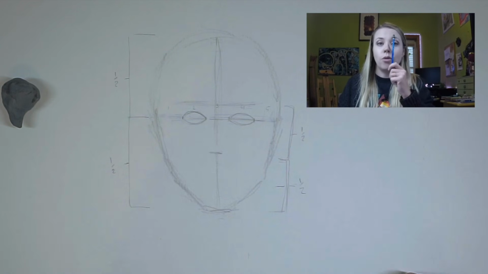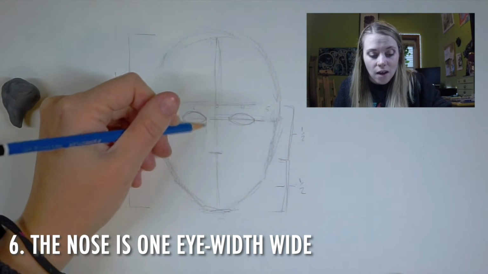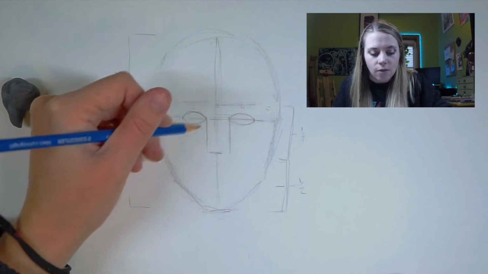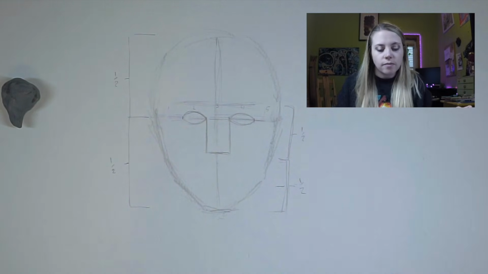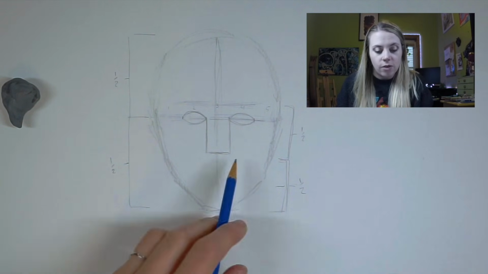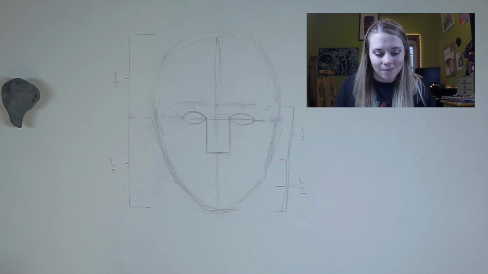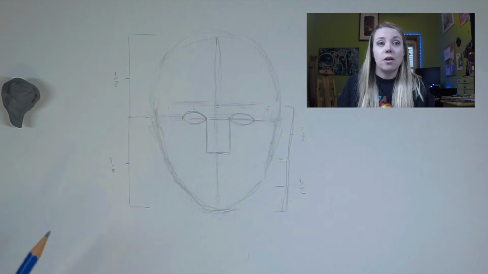So if I were to hold my pencil directly up from the edge of my nostril, it lines up with my tear duct, if you can see that. So that tells me that my nose is 1 eye width wide. So if I drop some lines straight down from the edges of my eyes, that will give me the width of my nose. Pretty snazzy.